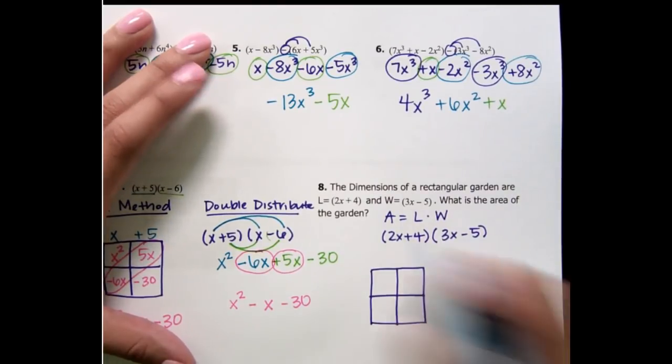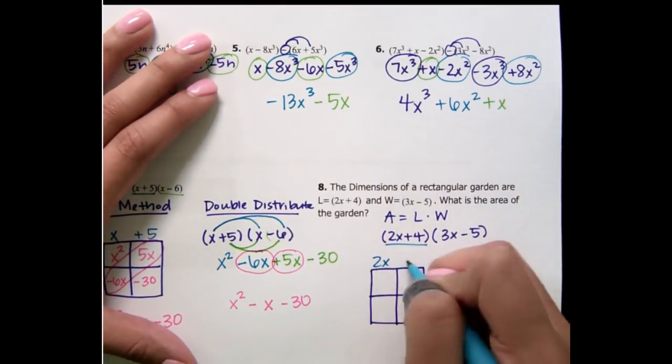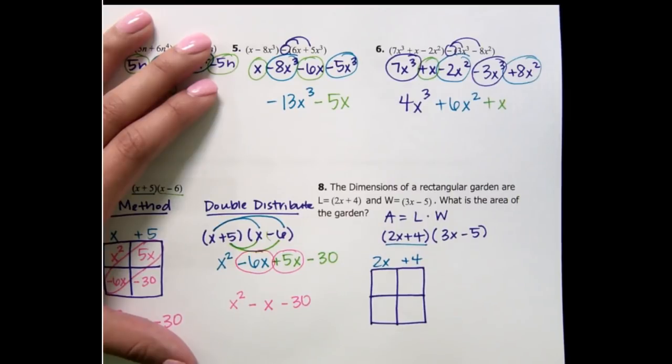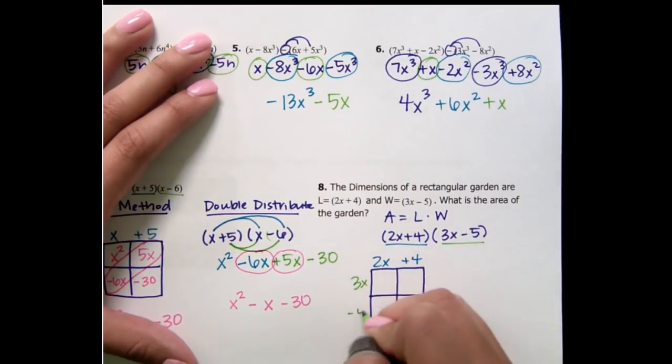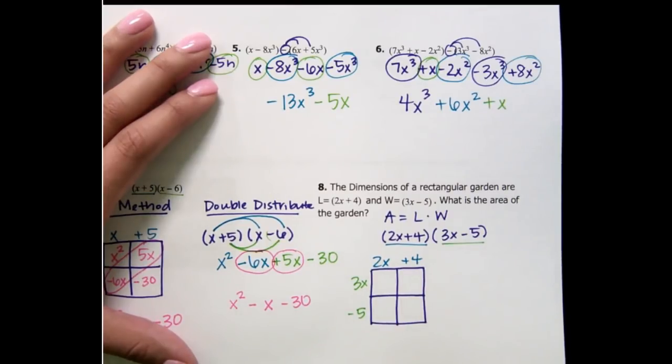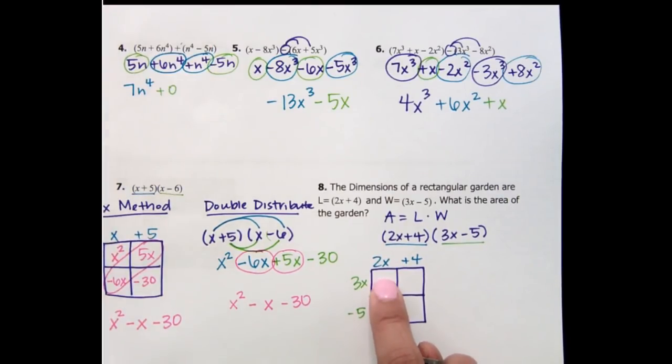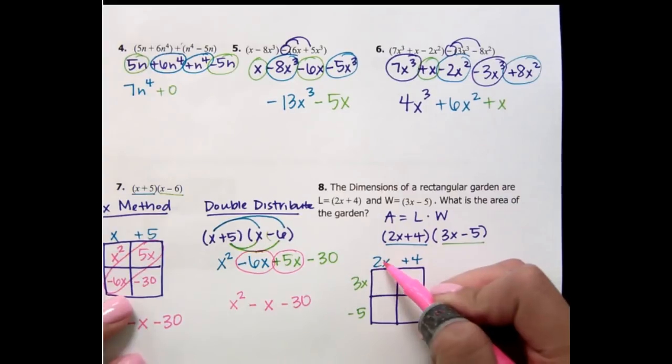So I have 2x plus 4 and 3x minus 5. This one looks a little different because we haven't seen any numbers or coefficients in these first terms. So in this first box, we've always just had x squared because we had x and x. Well, now we have numbers in front. So all we're going to do is still multiply.